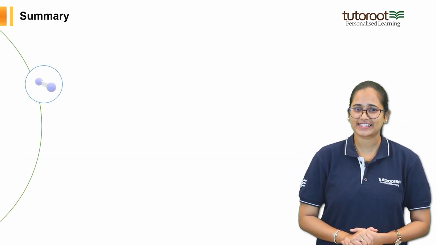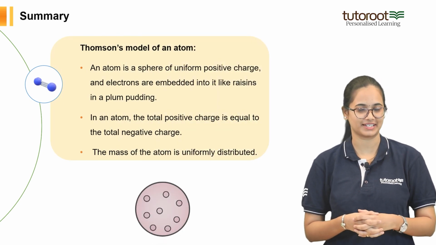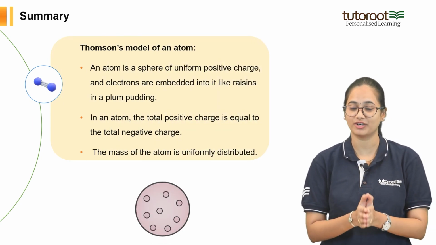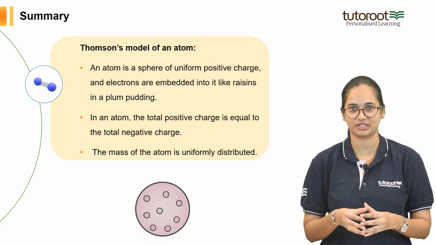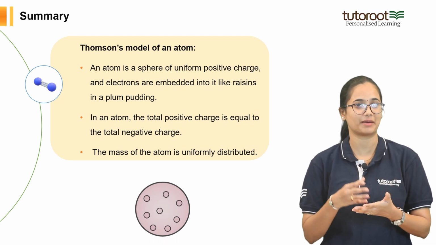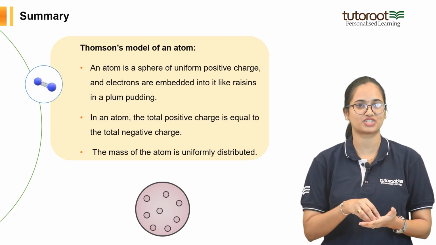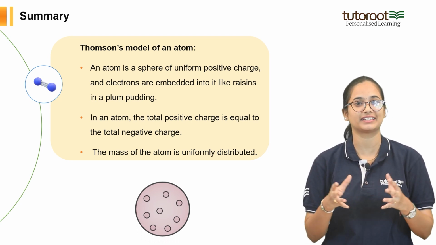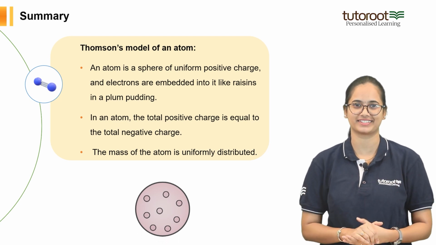Before we end this session, let's have a quick recap. Thomson's model of an atom is a sphere of uniform positive charge with the electrons embedded in it like raisins in a plum pudding. In an atom, the total positive charge is equal to the total negative charge and the mass of the atom is uniformly distributed.